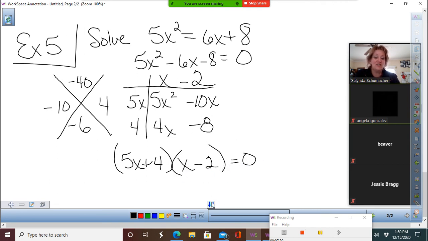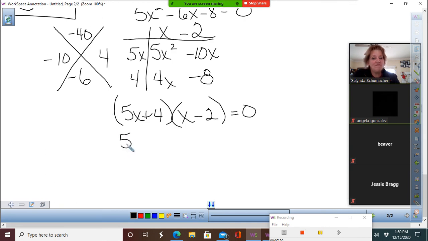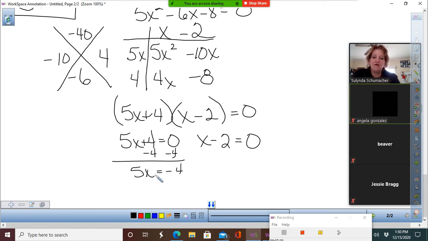Now I'm going to set each of those factors equal to 0. 5x plus 4 equals 0, and x minus 2 equals 0. Subtract 4 from both sides. We get 5x equals negative 4. And divide both sides by 5. x equals negative 4 over 5. Adding 2 to the other side, we get x equals 2. Again, I want to remind you, this is where the parabola would cross the x-axis at negative 4/5 and at positive 2.